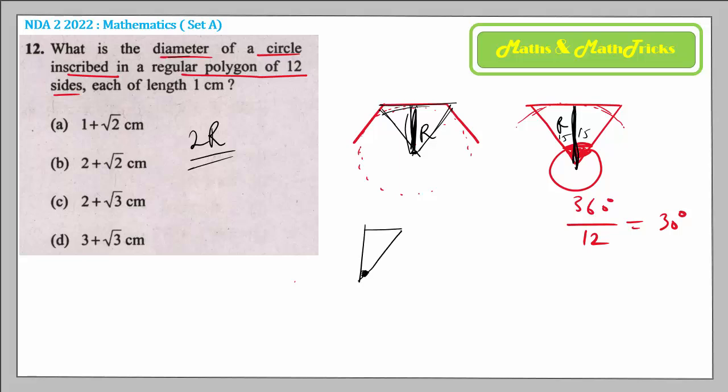This angle is 15 degrees, and this angle is definitely 75 degrees, because the triangle has to satisfy the angle sum property of a triangle: 75 plus 75 plus 30 equals 180, right? And here is this r, and how much would this be? See, the total side was 1, so the remaining part, the half part, is 1 by 2, that is 0.5.